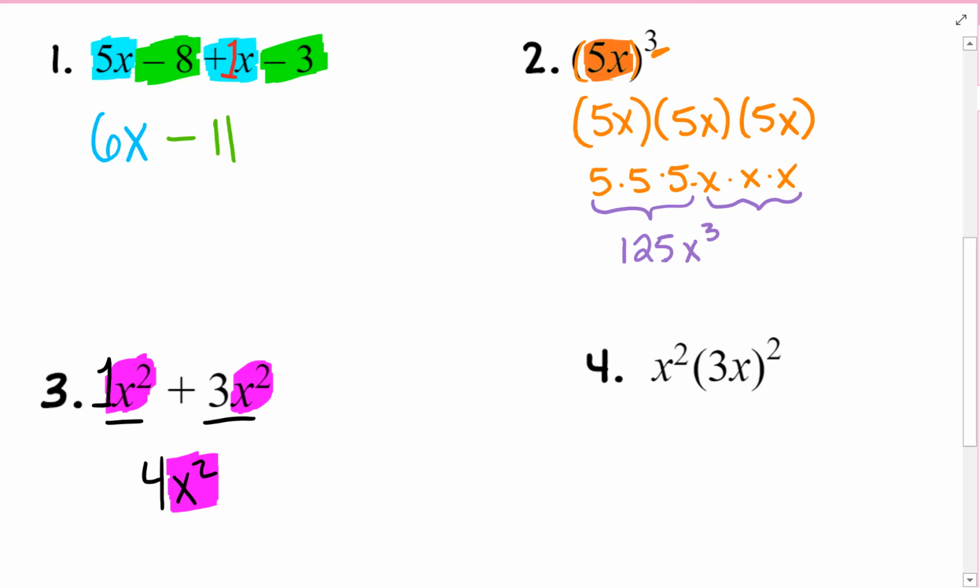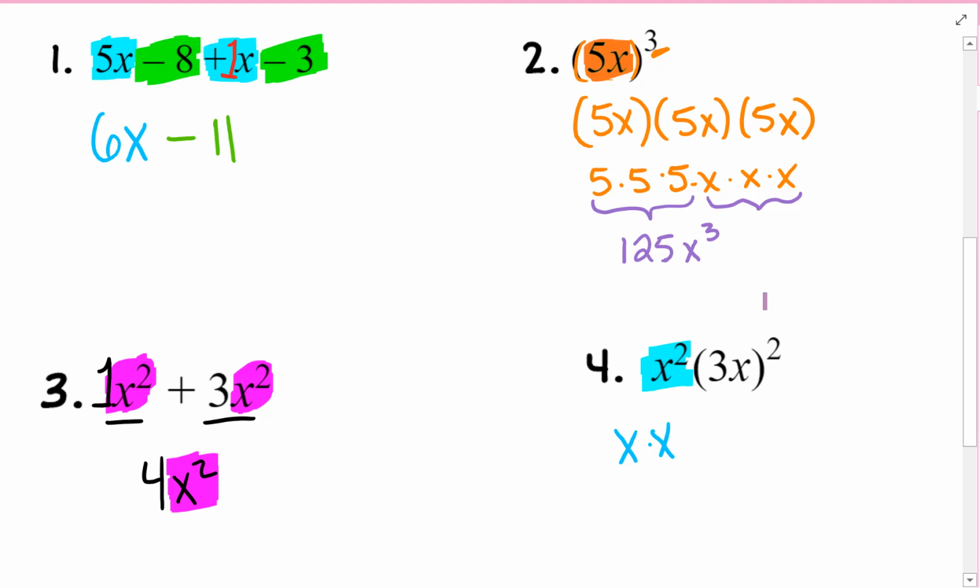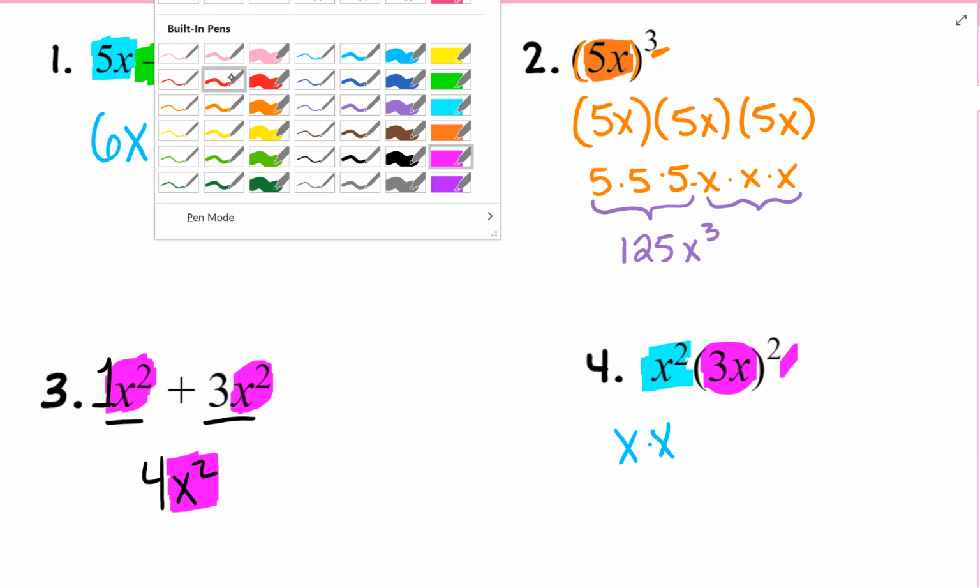Number 4 also requires us to use properties of exponents. And when we expand, there will be several things that we are going to expand. First of all, x squared. This is an x times an x. That's going to be multiplied by this product. Okay, so I have an exponent of 2 right here. And what is the base of the exponent of 2? It's this product 3x. 3x needs to be multiplied by itself 2 times.